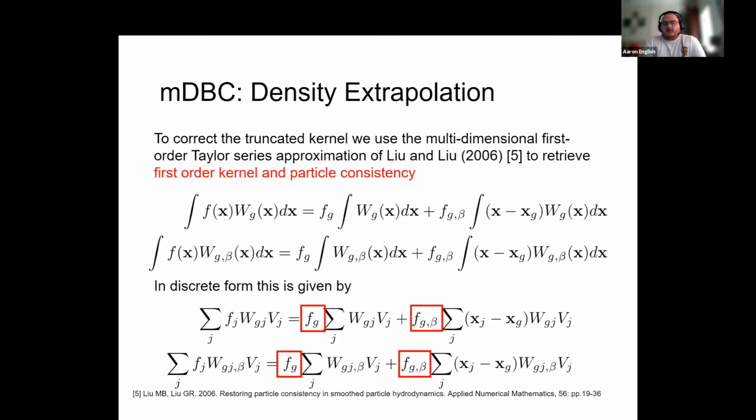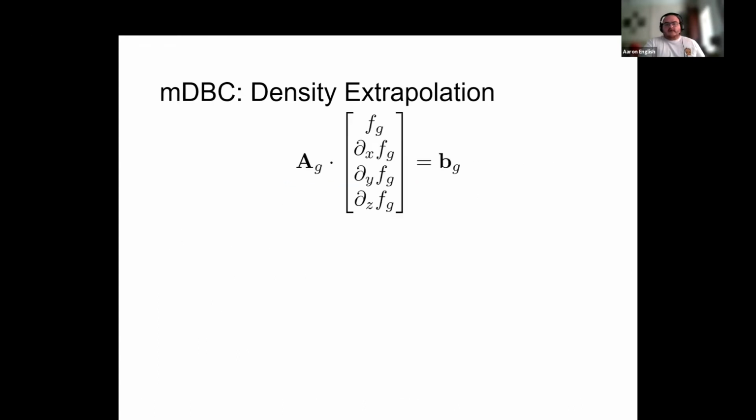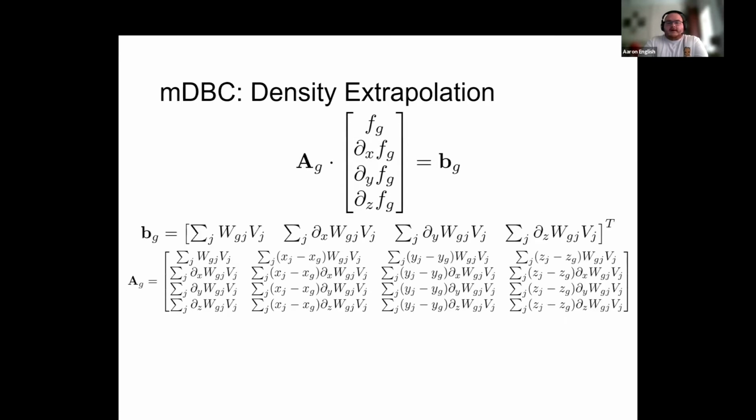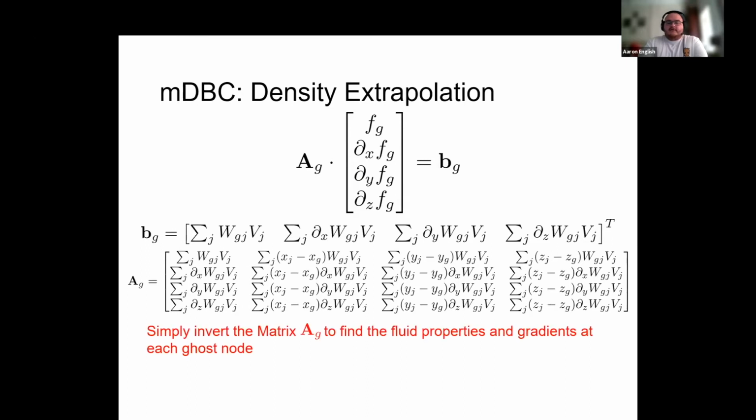Our 4 unknowns are f_G and f_G,β, which are the gradients of f_G in each direction. All of the sums here are found through that SPH sum at the ghost node, which is quite easy to do. Through this, we end up with a linear system of 4 equations with 4 unknowns, where B and A are the summations that were found at the ghost node. And we can quite simply invert the matrix A to then find f and its derivatives.